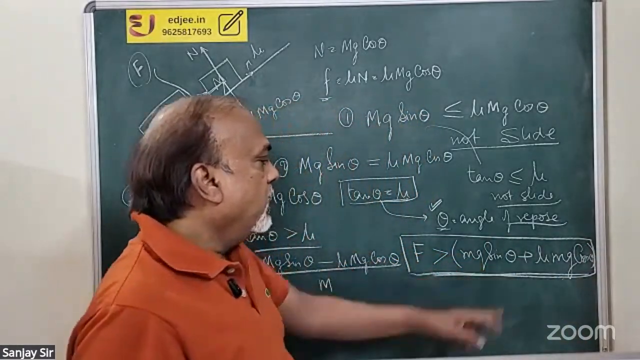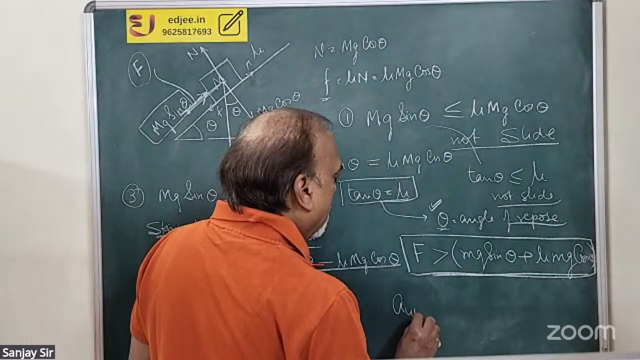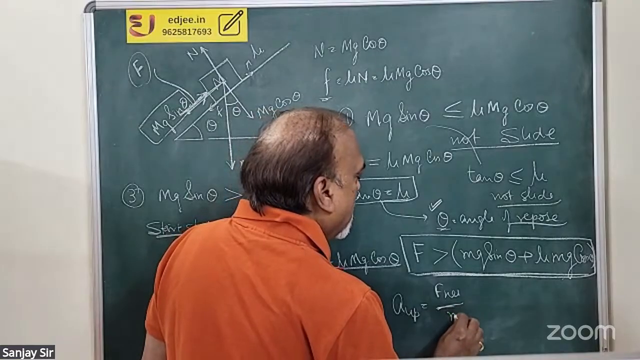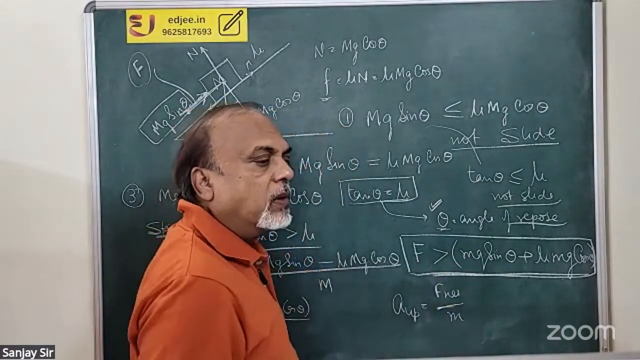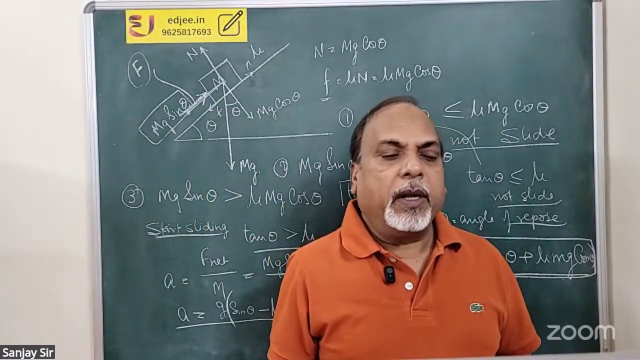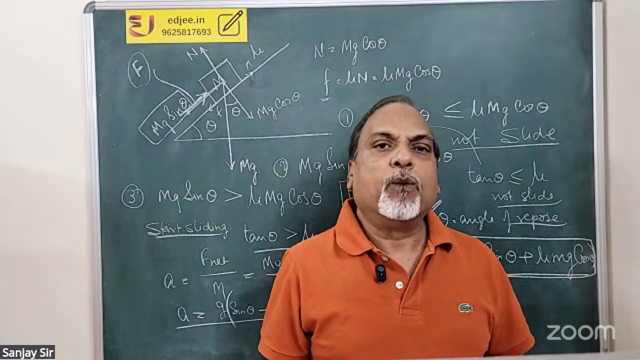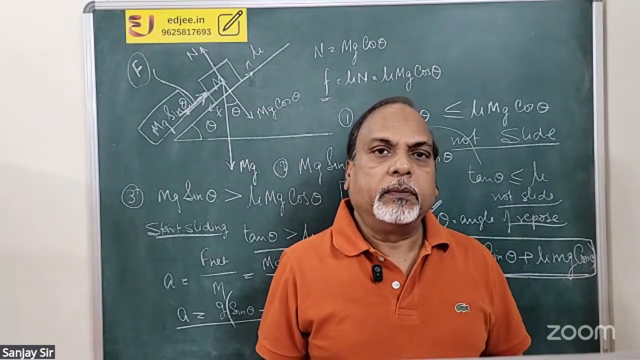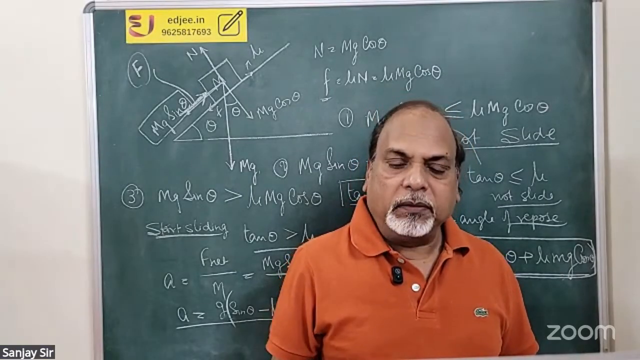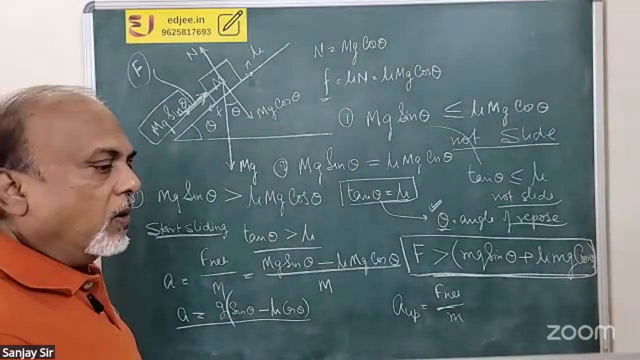If it is greater than this, then of course if you want to find out the acceleration up, it is F net divided by m. F net will be the difference of these. So I hope this is clear. Any problem or anything, you can always tell me.